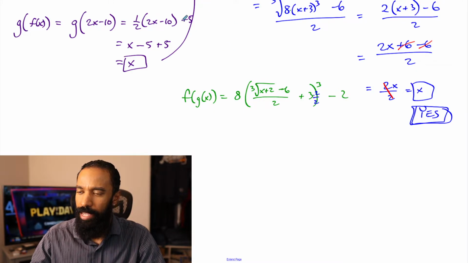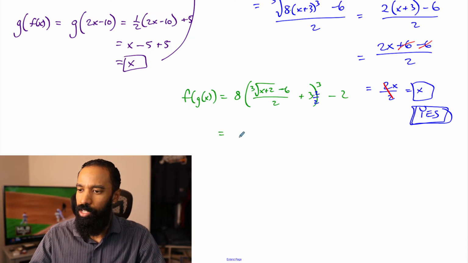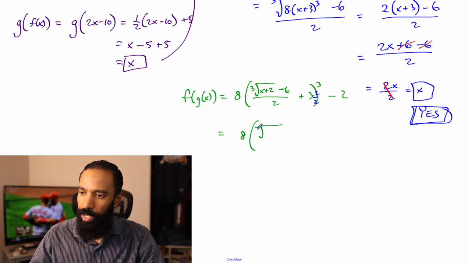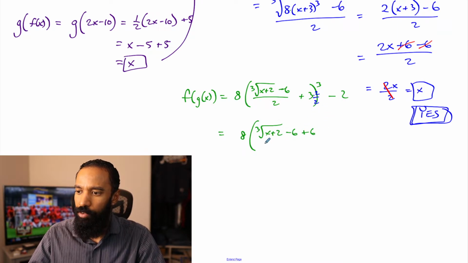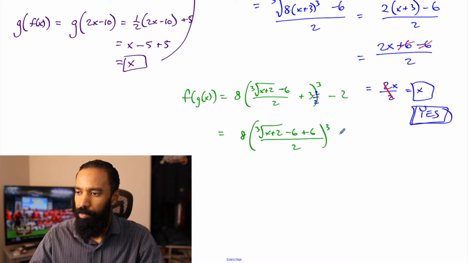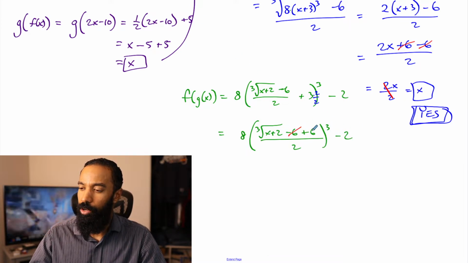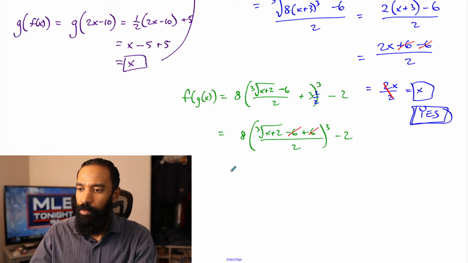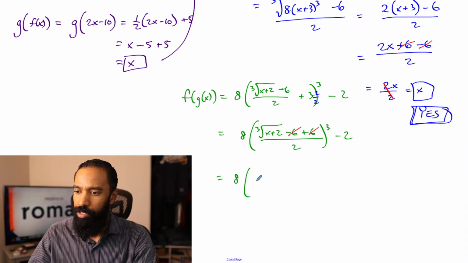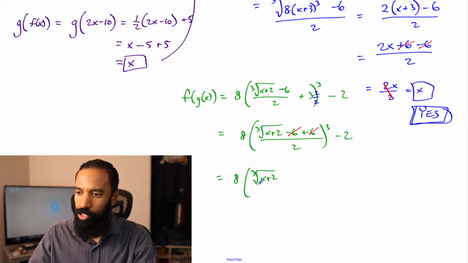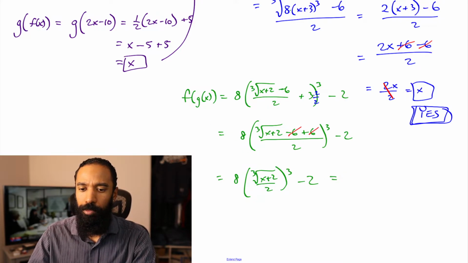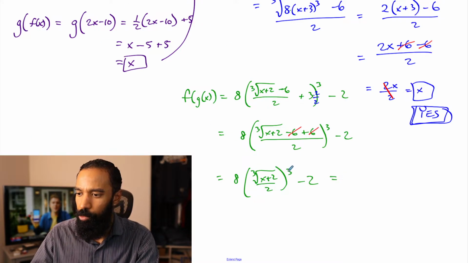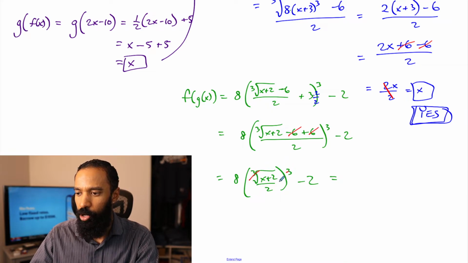Times 2 over 2 right here. So that 3 then turns into, so I got cube root x plus 2 minus 6. The 3 now turns into a plus 6, and that's over the same 2. So I'm going to divide all those by that 2. Negative 6 plus 6 is 0, so those parts go away right there. And then we have 8 times the cube root of x plus 2 over 2 quantity cubed minus 2. Now, the cube root, we cube both of these. We're cubing the cube root of x plus 2, boom, and we also cube the 2. So 2 cubed is 8.